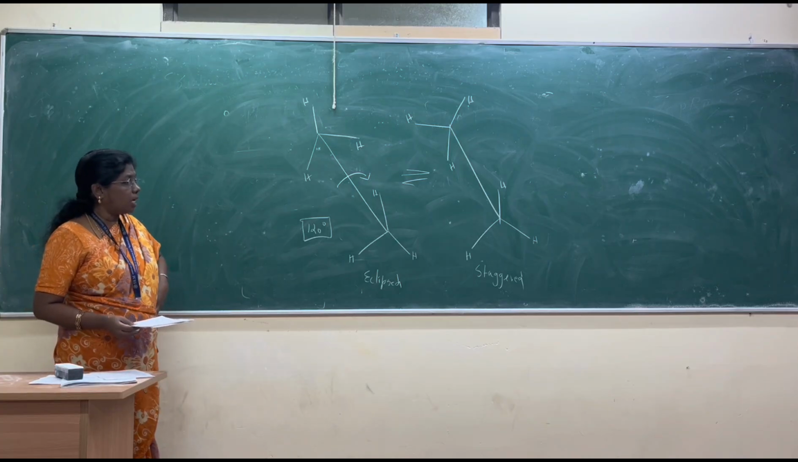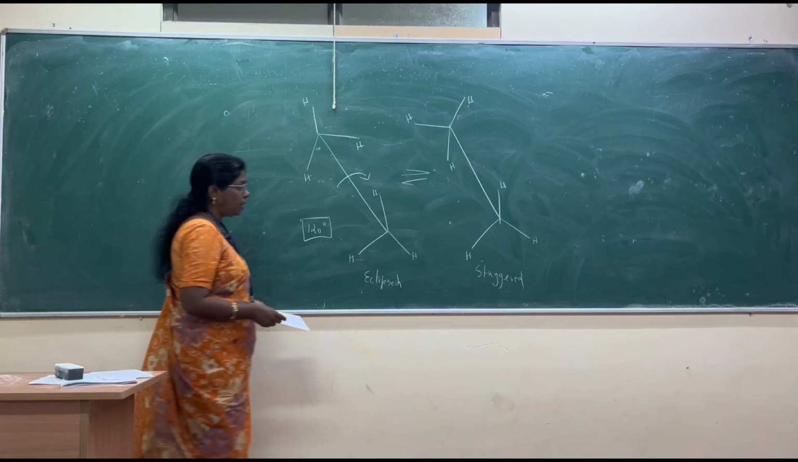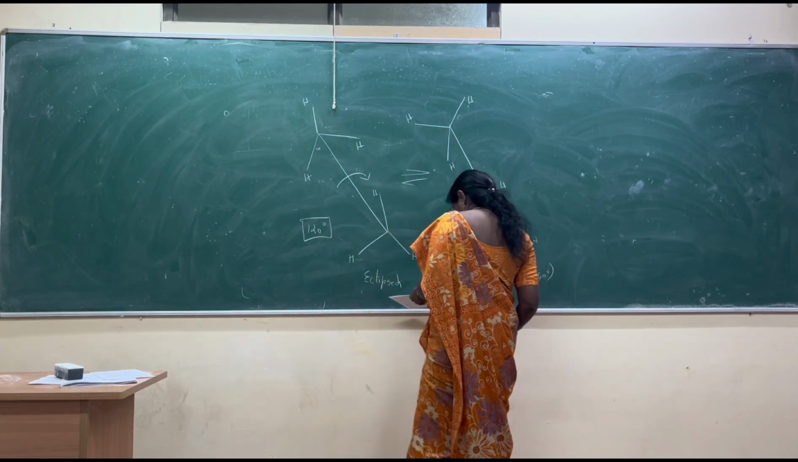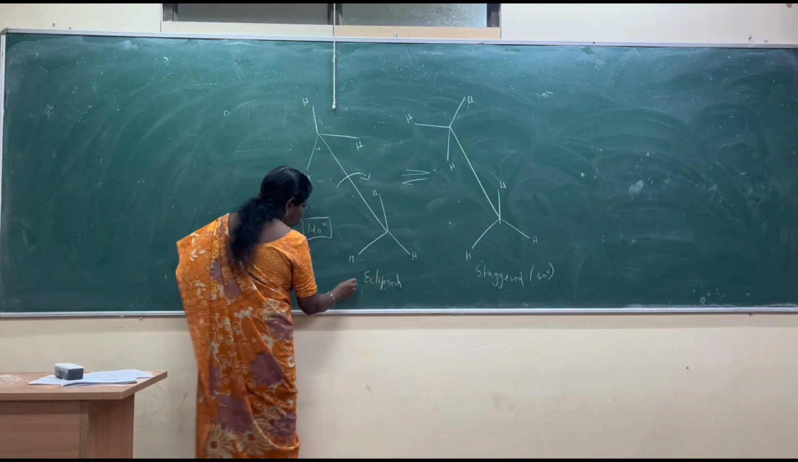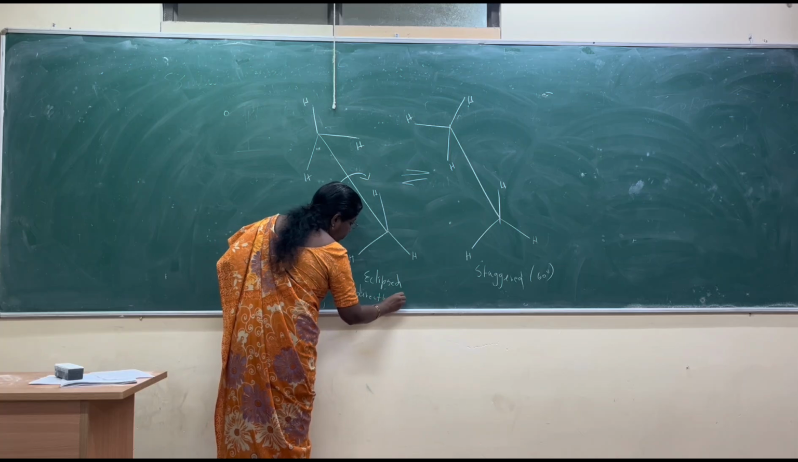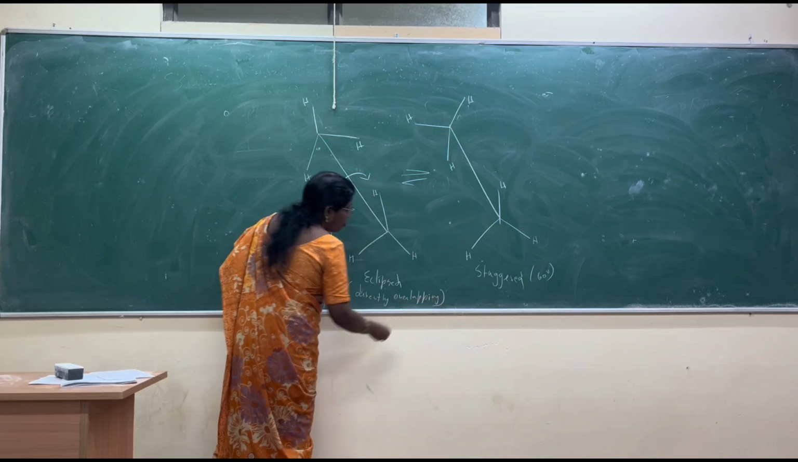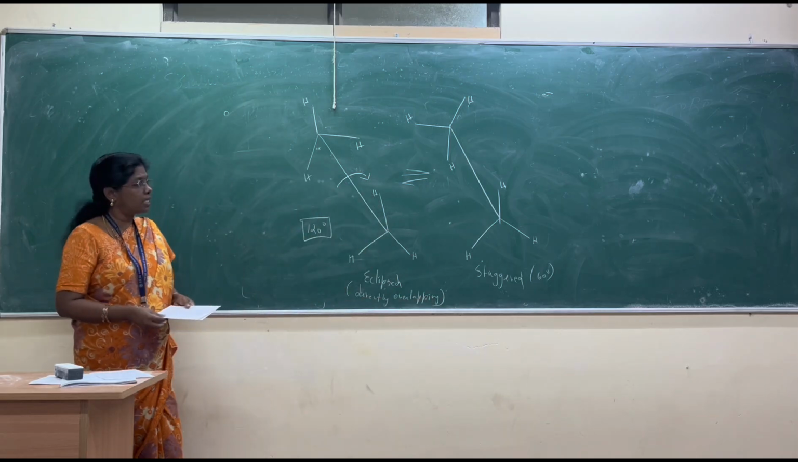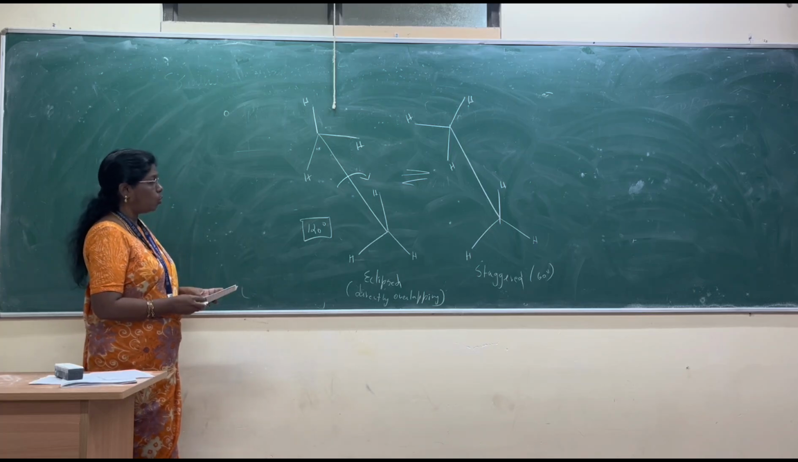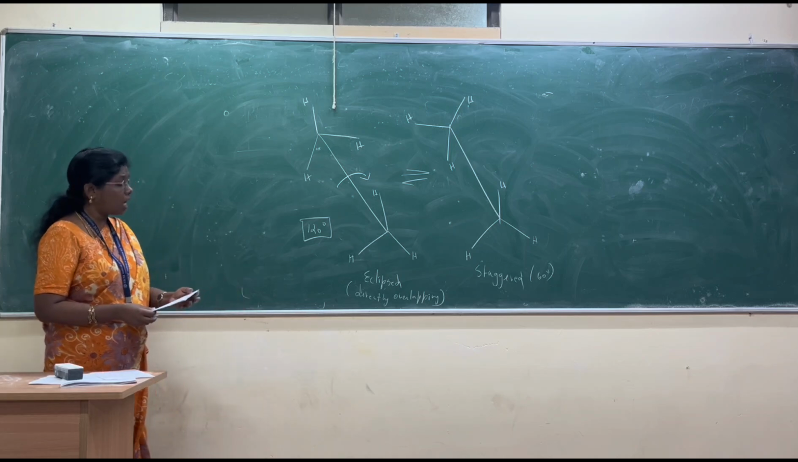So the front carbon groups are staggered. That is, staggered means 60 degrees apart, and eclipsed means directly overlapping. So staggered is 60 degrees apart, and eclipsed is directly overlapping with a group on the back carbon. This is called a Sawhorse projection.